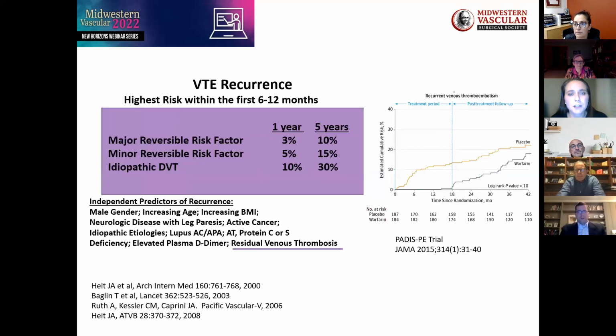We know that VTE recurrence is a common problem. It's really high in patients who have no or very minor risk factors, and it tends to rise as anticoagulation is stopped. One of the independent risk factors for VTE recurrence is residual venous thrombosis. And this is where, at least in theory, endovascular therapies could potentially help our patients by removing that nidus that can cause a recurrence down the road.